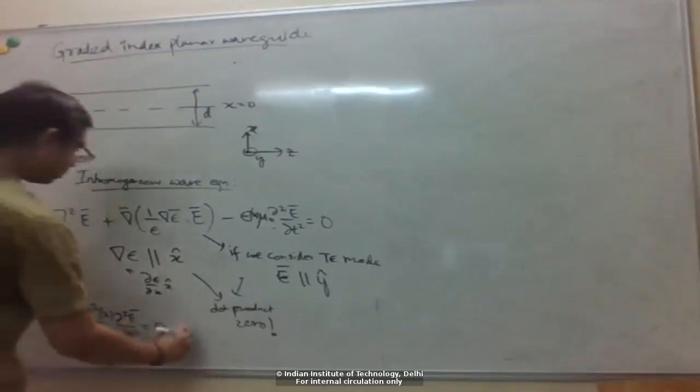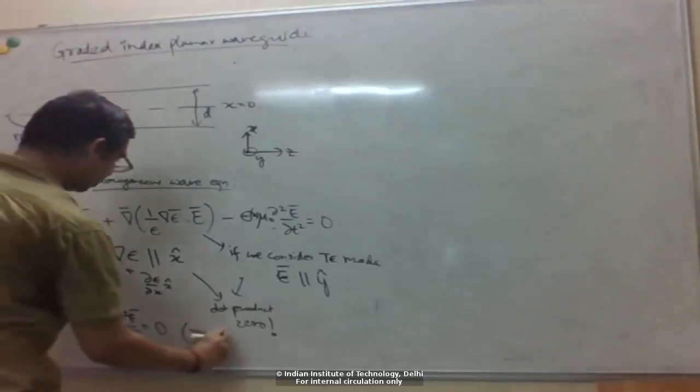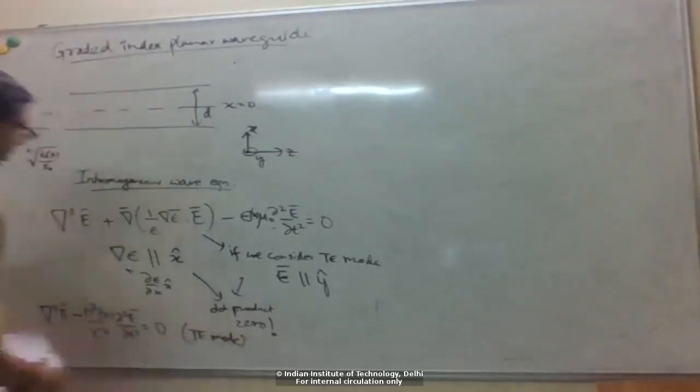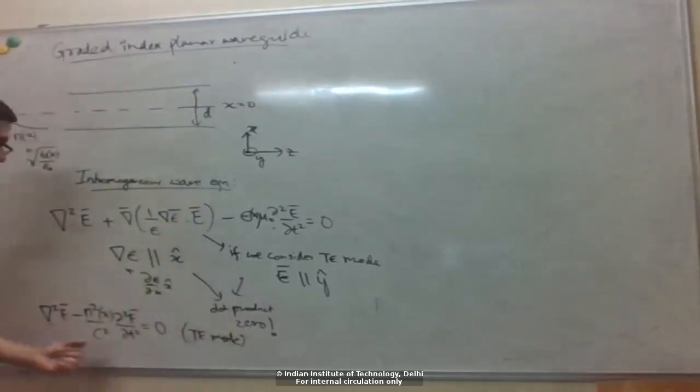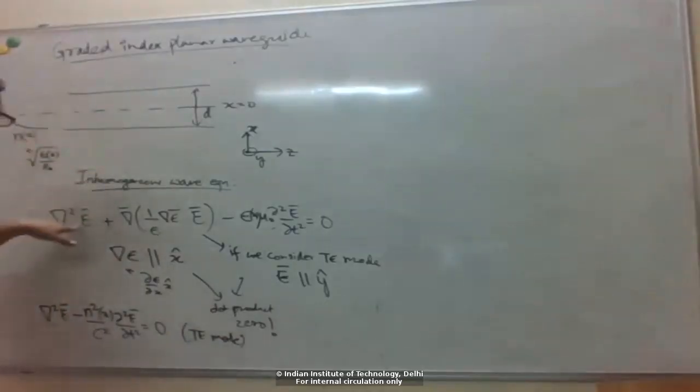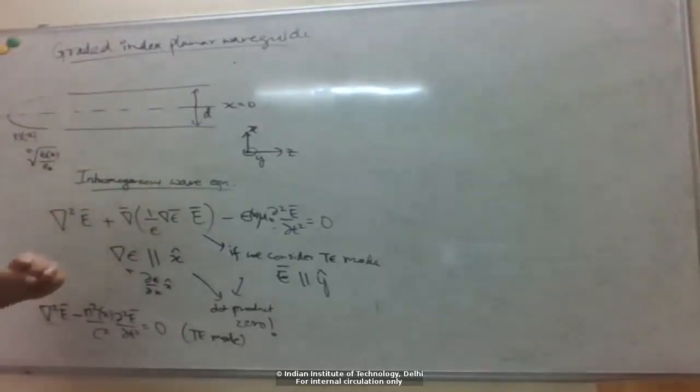So for the TE mode, even for an inhomogeneous medium, I end up with the same equation. It looks like the homogeneous wave equation, but now this is a function of x. And the same argument you can make for the TM mode. So there you write the wave equation in terms of H.